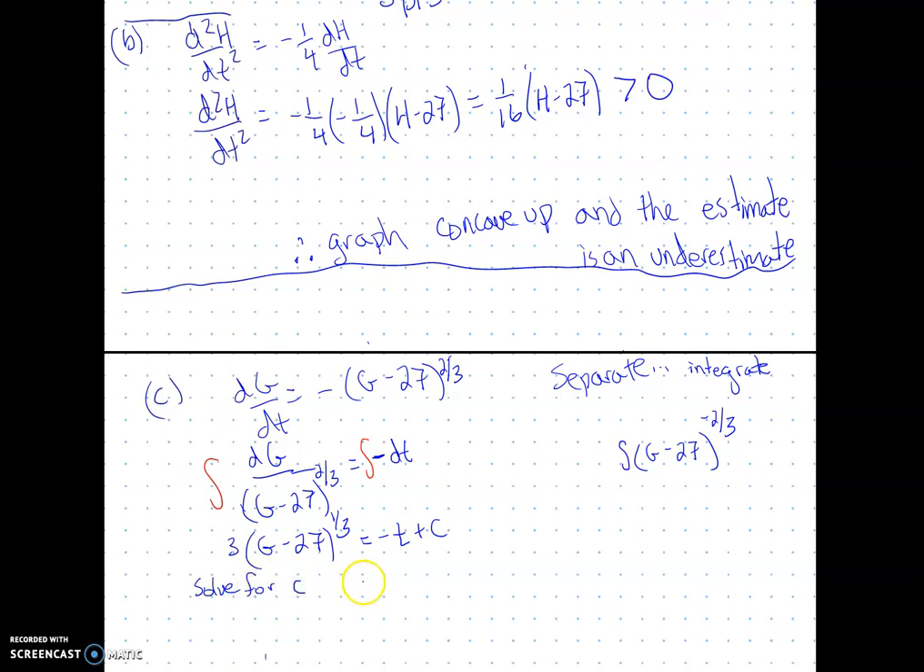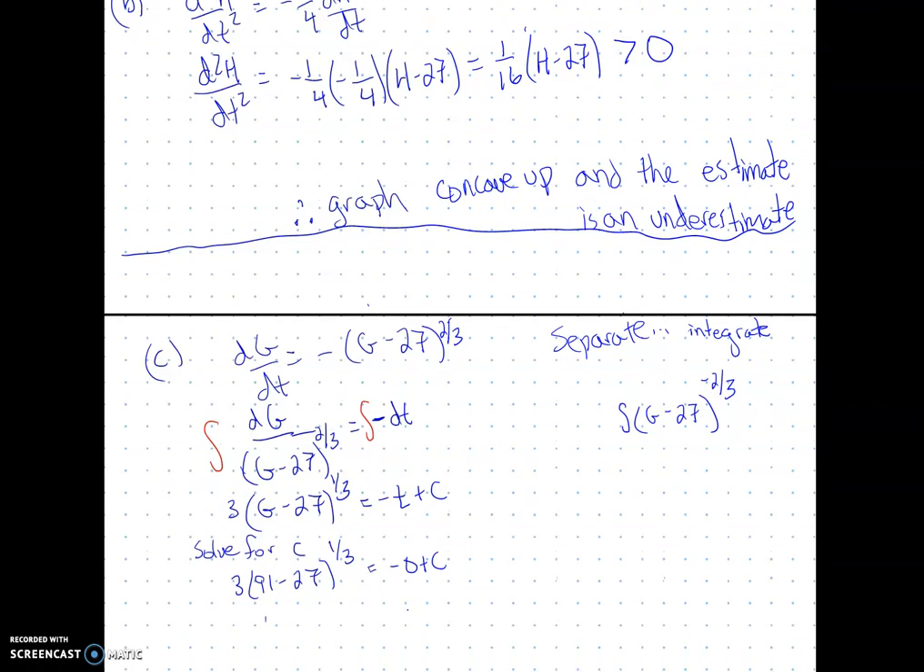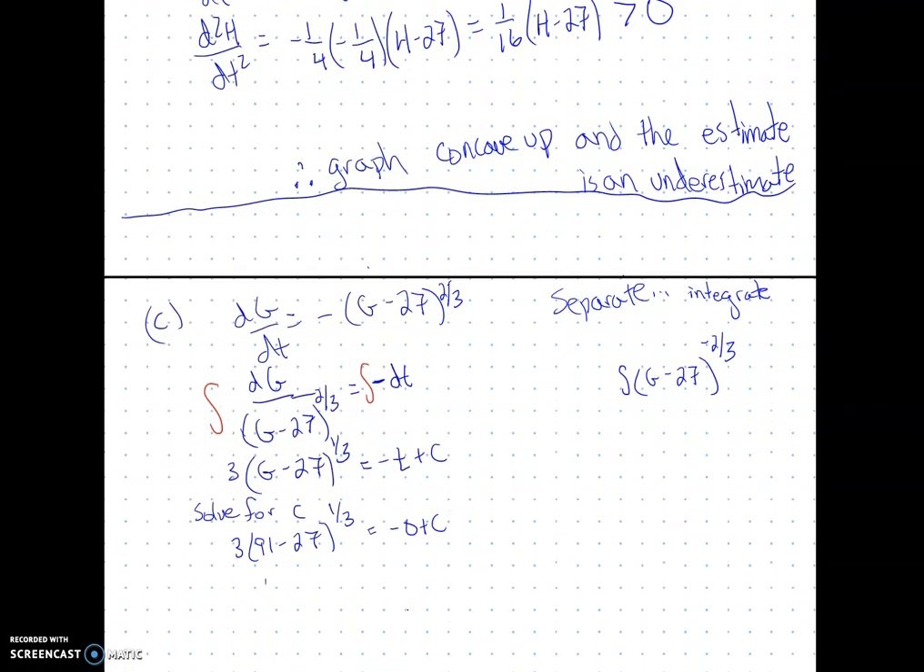How am I going to solve for C? I'm going to plug in the value that we were given. We were told that when g is equal to 91, our t value is 0. 91 minus 27 is 64. 64 to the 1/3 power is 4. 4 times 3 is 12. So our C is equal to 12.